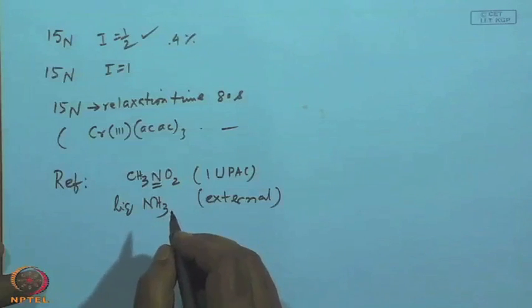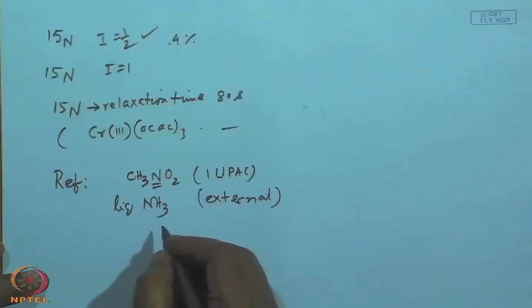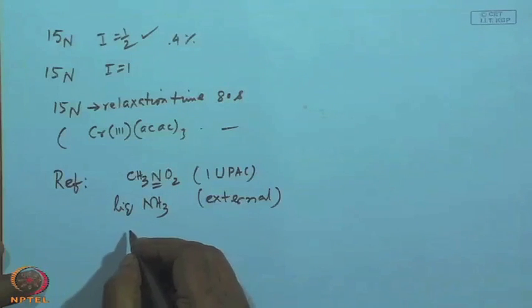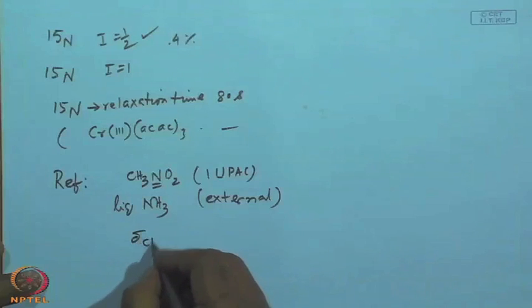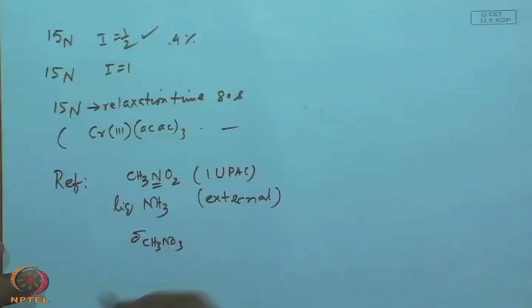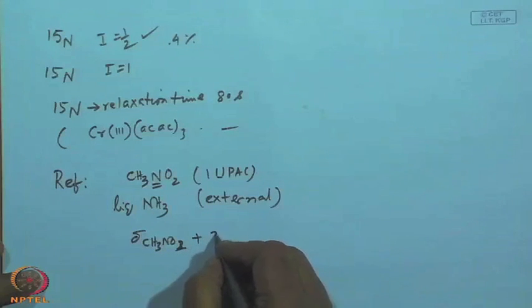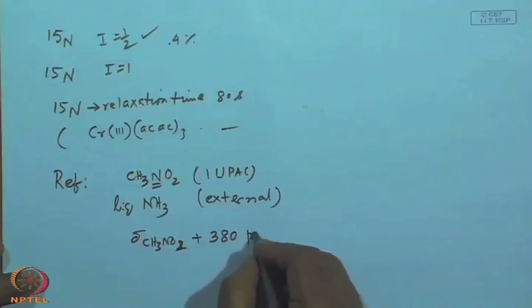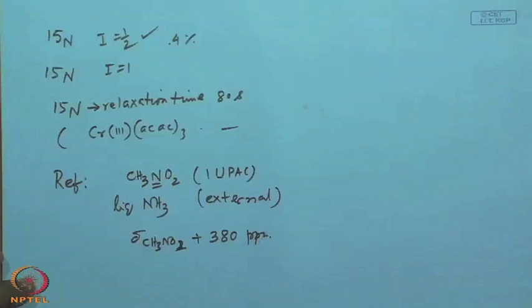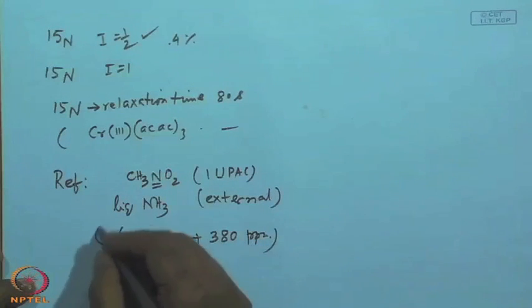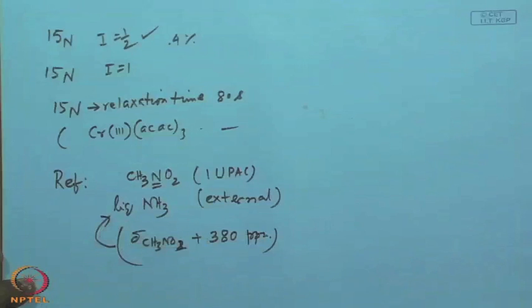To give you a hint, if you are dealing with nitromethane, whatever chemical shift you get, if you want to convert this into liquid ammonia, you just take this nitromethane chemical shift plus 380 ppm. If you follow that, then it goes to the reference of liquid ammonia, and normally the range is from 0 to 500 ppm.